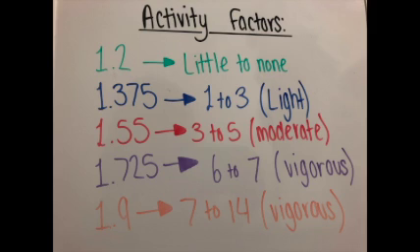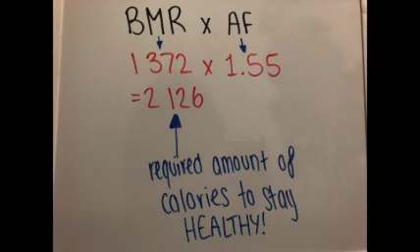And the fifth is 7 to 14 vigorous times a week. This is times by 1.9. Using our example from before, the BMR was 1,372, timesing by the activity factor of moderate, which is 1.55. This is given as a result of 2,126. This is the required amount of calories to stay healthy.